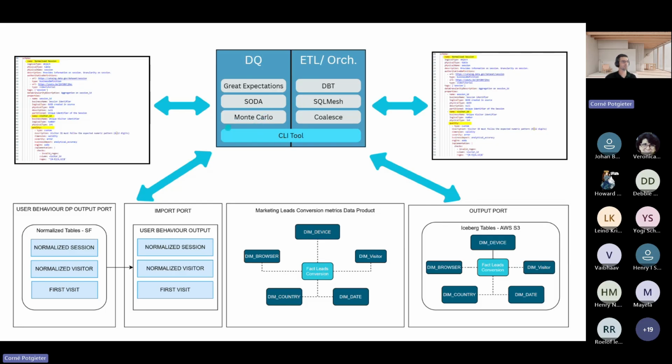I can't remember exactly what, but now, if you are the marketing leads conversion data product team, you can build checks and balances in place saying, I will only accept these tables from my input port if they adhere to these data quality standards in the data contract. And if they don't, I reject them, because they're not adhering to the contract.